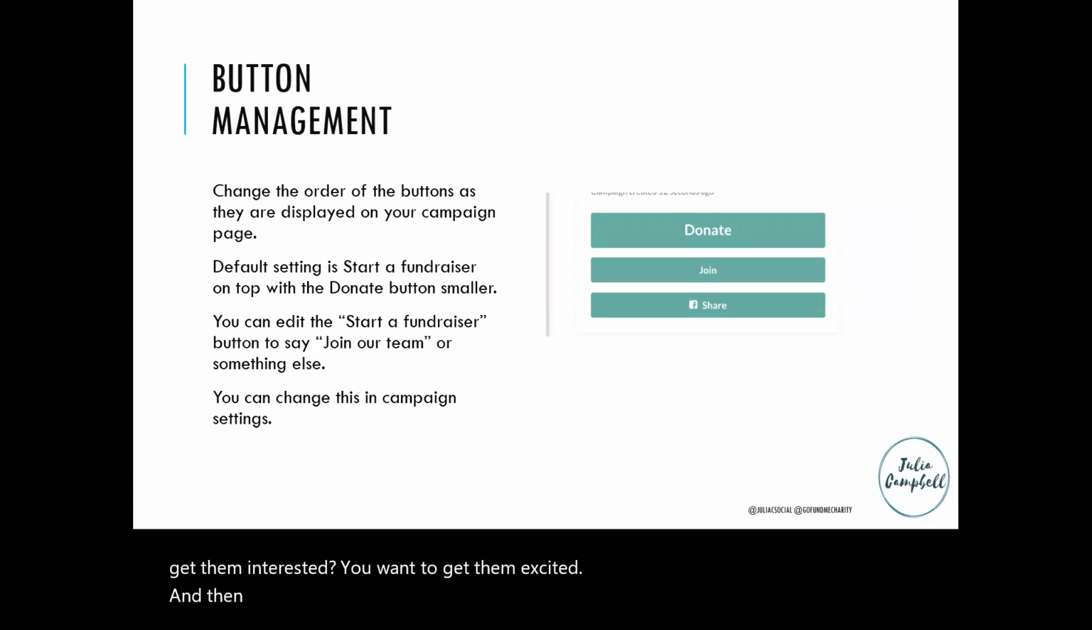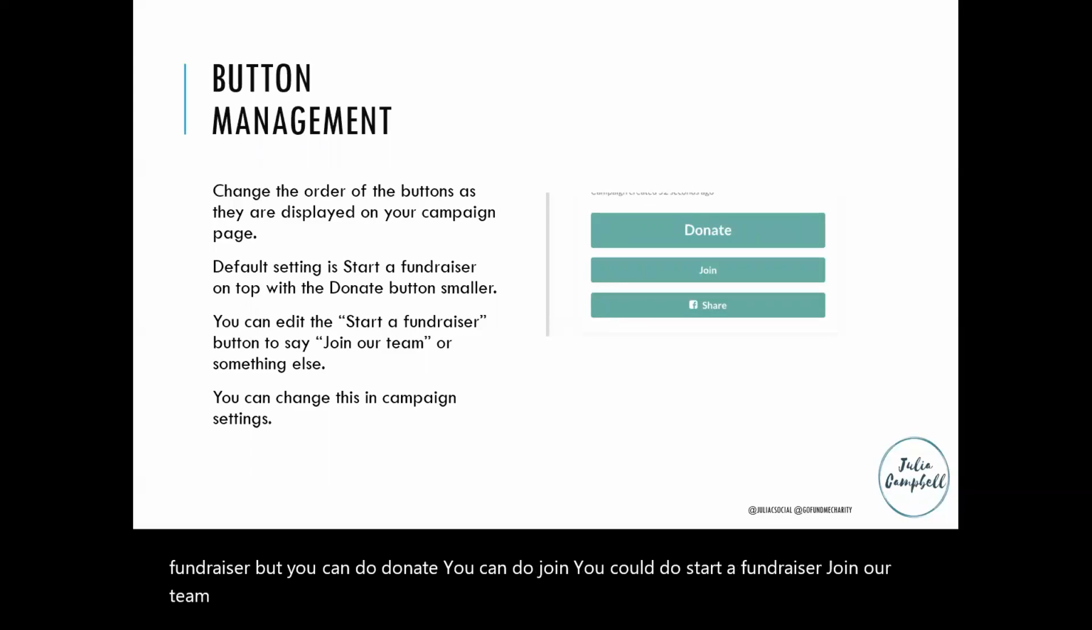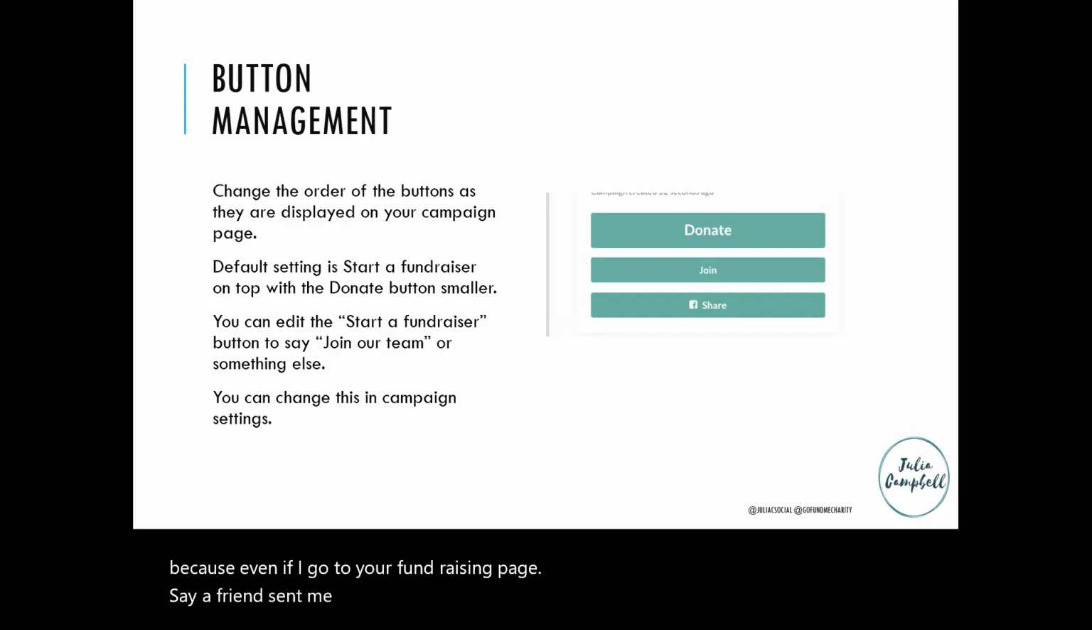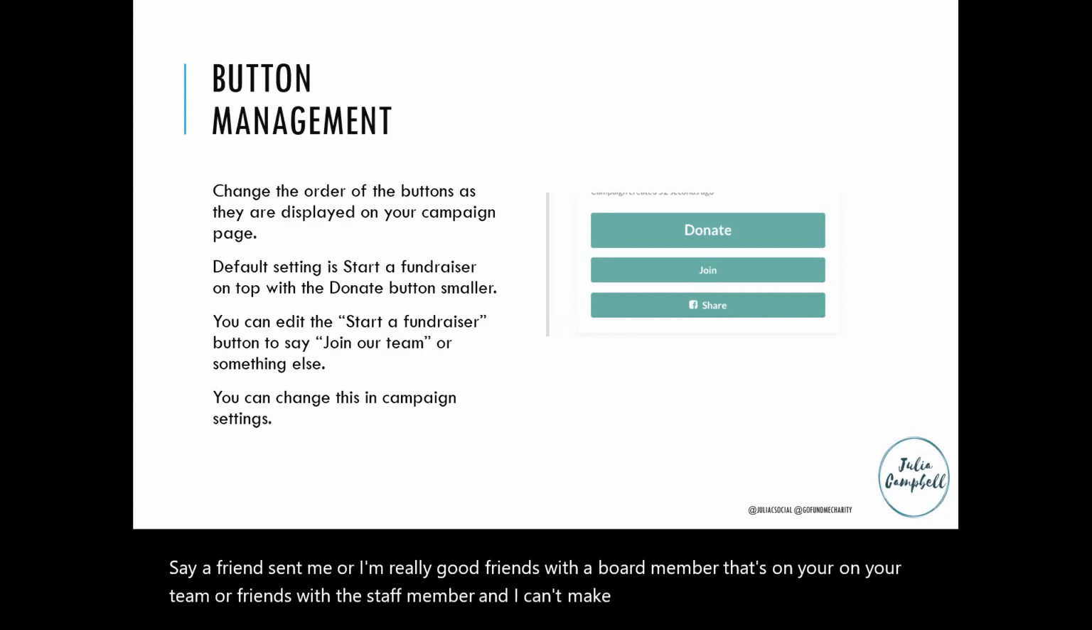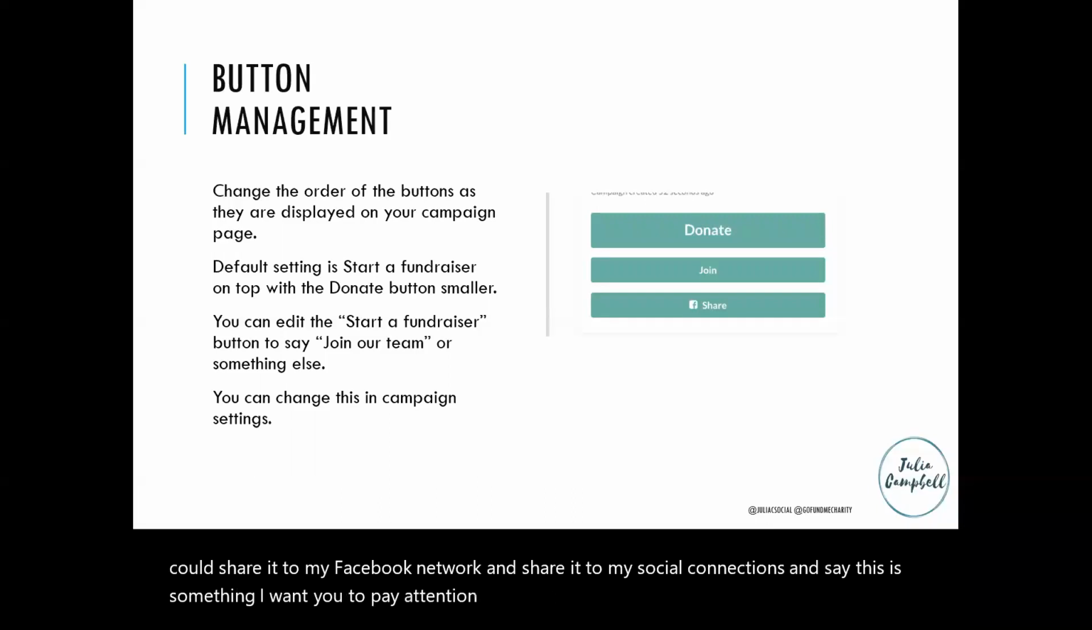And then there's the button management. So you can change and adapt and edit the order of the buttons as they're displayed on your campaign page. The default setting is start a fundraiser, but you can do donate, you can do join, you could do start a fundraiser, join our team. And then of course there's the Facebook share button, which should be very prominent, because even if I go to your fundraising page, say a friend sent me, or I'm really good friends with a board member on your team, or I'm friends with a staff member, and I can't make a donation right now, I potentially could share it to my Facebook network and share it to my social connections and say, this is something I want you to pay attention to. This is something that needs attention.